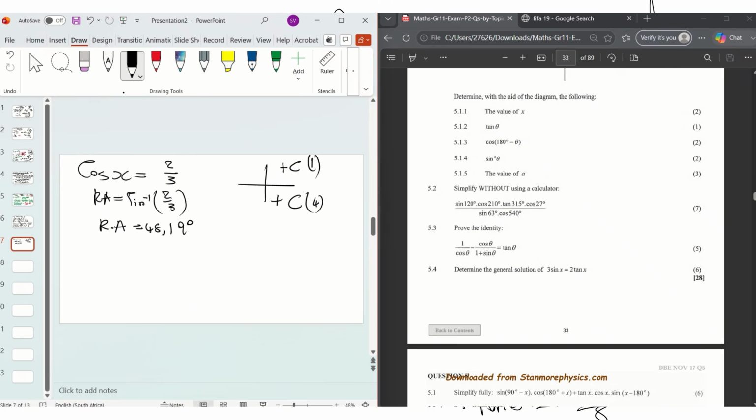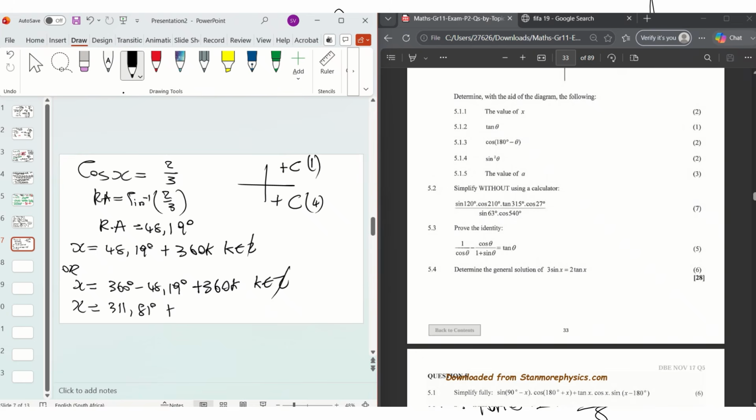Okay. So in the first quadrant, we're just going to write it as it is. So x is equals to 48.19 degrees plus 360k, k is an element of integers. And then for the second one, or x is equals to 360 minus 48.19 degrees plus 360k, k is an element of integers. So therefore x is equals to 360 minus 48.19, that will give us 311.81 degrees plus 360k. That is our solution there.